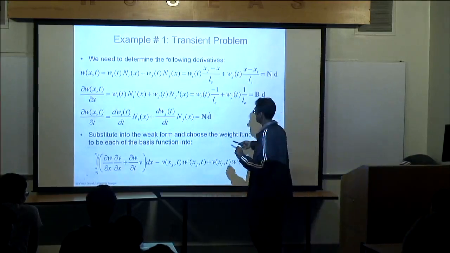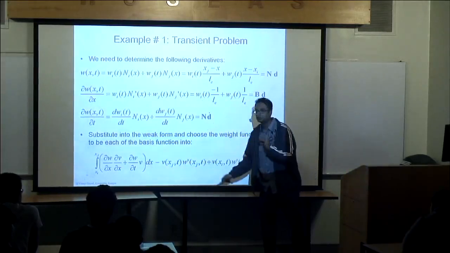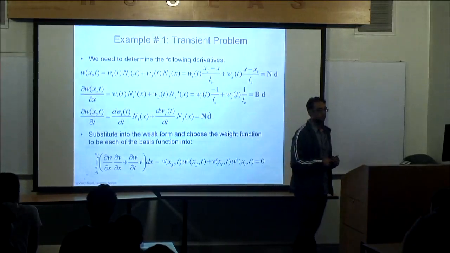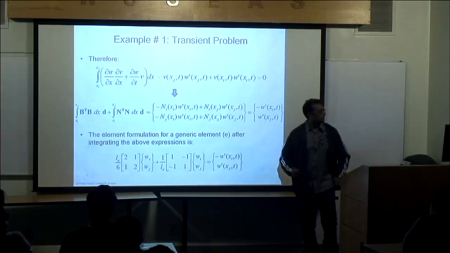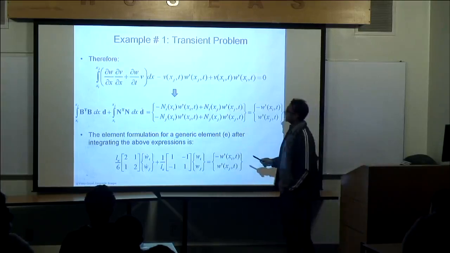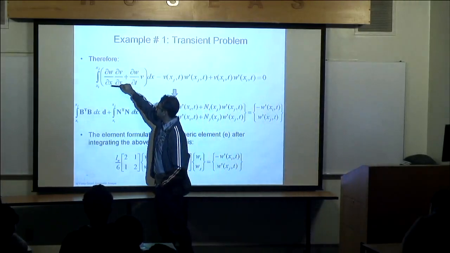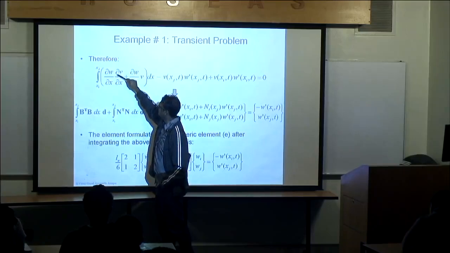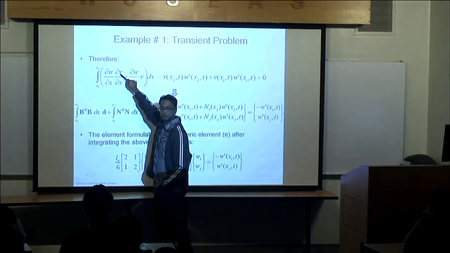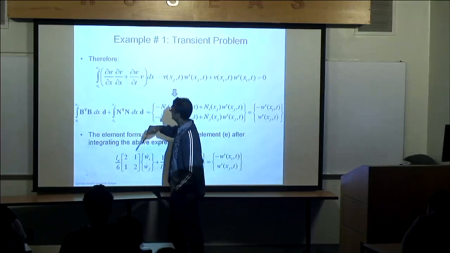Okay. I'll select V here. And again, V is not a function of time. I'll select V to be the basis functions. Okay. And so if I do that, I get for the derivative of W with respect to x, that was basically B bold times D. I select for V, I selected the N bold, right? Transpose. So the derivative of that gives me B transpose, bold.